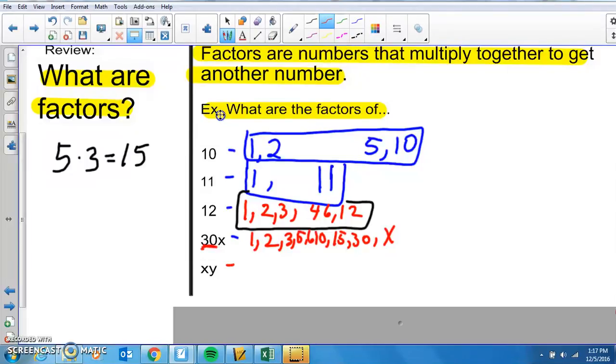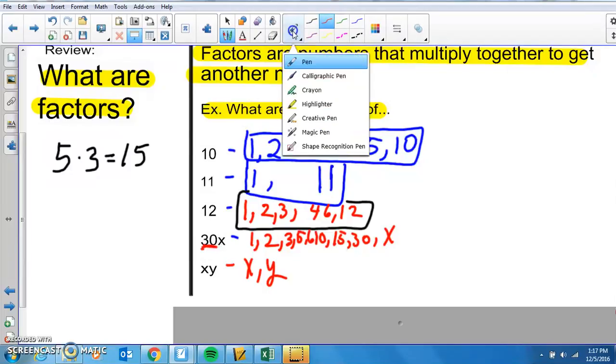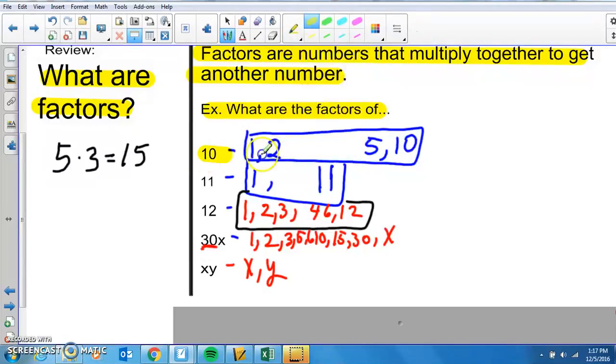All right, for xy, we don't have a coefficient, so I don't need to worry about listing any numbers. But my factors for xy, think about it, what gives you xy? Just x and y. So those are the factors for xy. All right, so again, if you will copy this information down so that you have this in your notes.